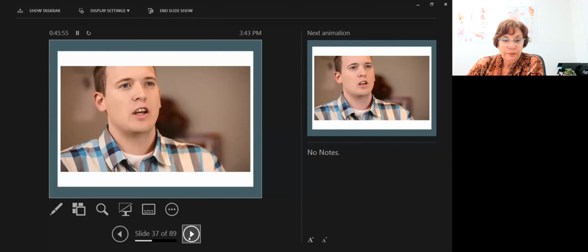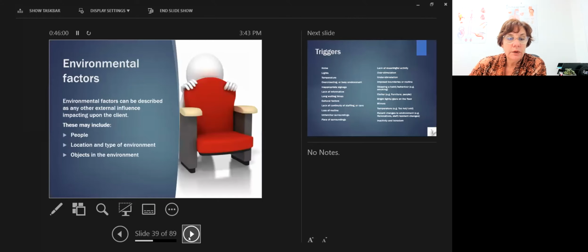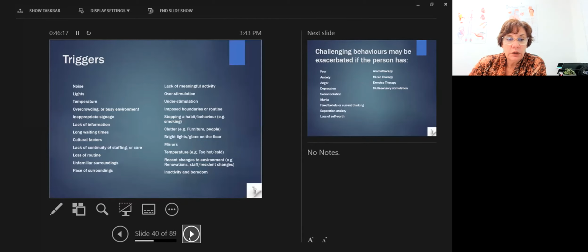Okay, everybody, consider the environmental factors and context of the behavior. These could also be people around, types of environments, objects in the environments that can cause people to act out or have behaviors of concern. Some triggers might be noise, light, temperature, overcrowding, inappropriate signage, lack of information, and so on. Bright lights, temperature, it's too hot, too cold. They may be bored.